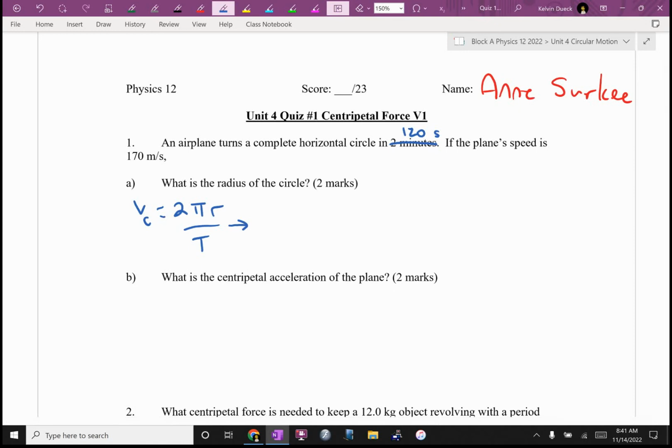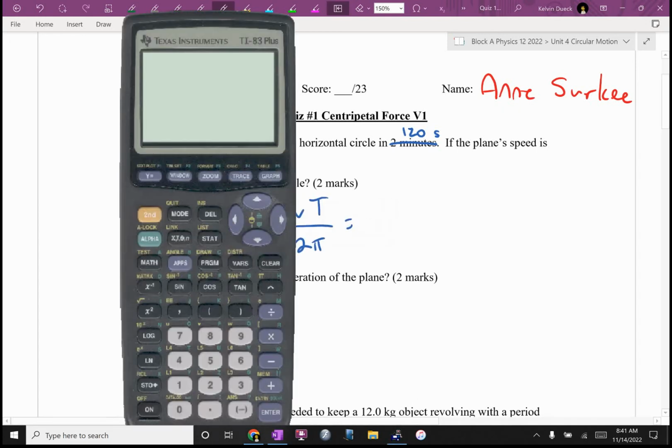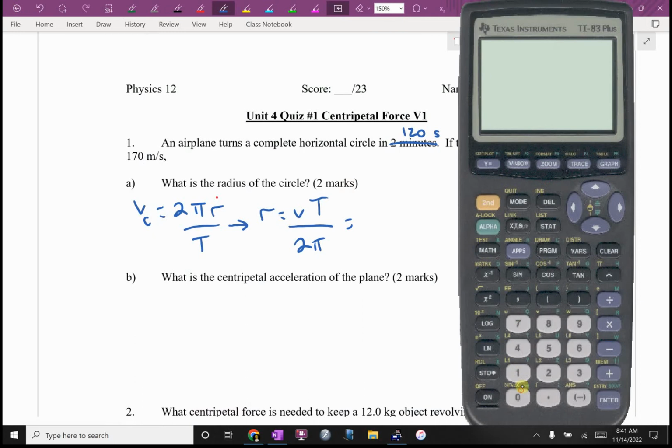How will I move the 2 pi over? So I'm trying to get the R by itself. How will I move the 2 pi over? How will I move the T over? So I think it's going to be, R is going to be V times T divided by 2 pi. V, 170. Turn the calculator on, Mr. Duick. 170 times T, 120, divided by bracket 2 pi.